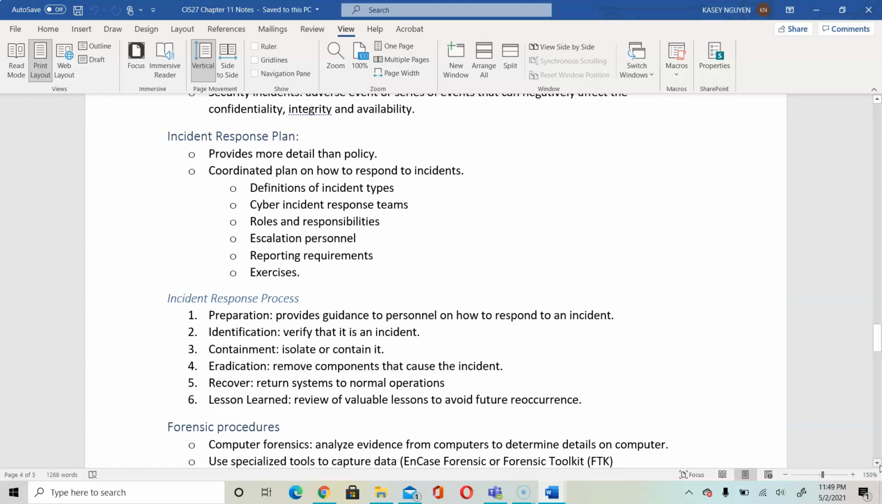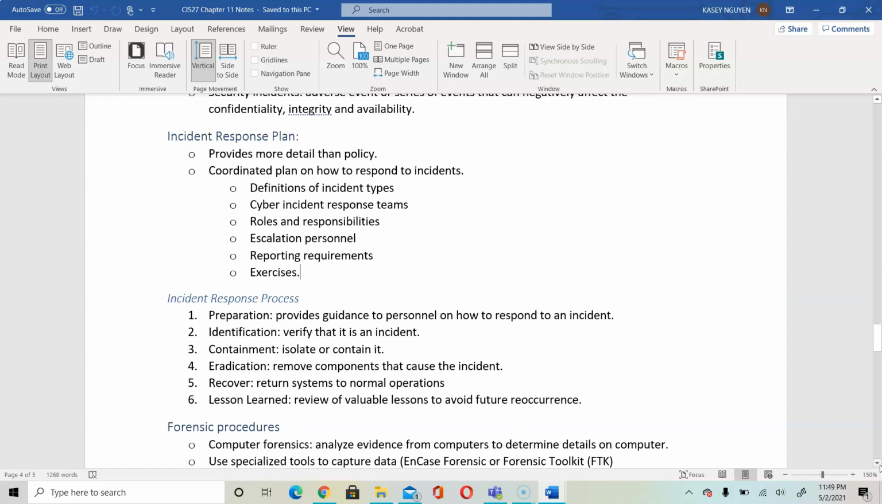So in general, when we're looking at information systems and how that relates to an incident, we want to have preparation. The second area is identification. We want to verify that it is an incident. So when it happens, we want to make sure that we verify it by identifying it accurately.